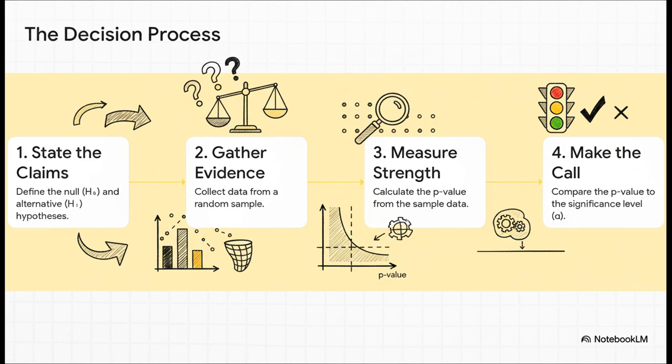This whole process, which can sound really complicated, really just boils down to 4 straightforward steps. 1. State the competing claims. 2. Go get your evidence. 3. Measure how surprising that evidence is with a p-value. And 4. Make the call by comparing your p-value to that line in the sand.